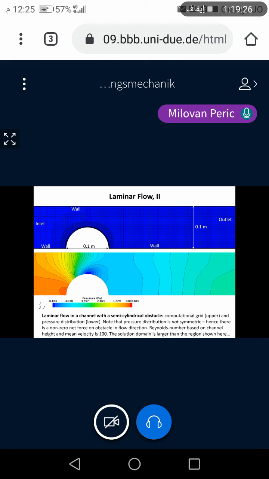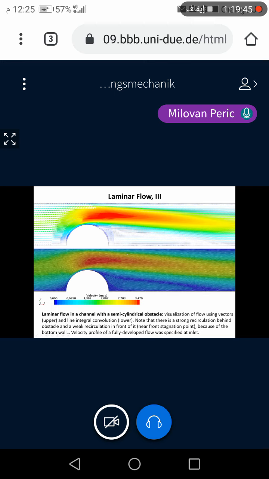pressure decreases. And we see also at the top wall that the minimum pressure is now not above the obstacle, but somewhere further downstream. So maybe half or more than half of the obstacle width further downstream. Now we will look at this pressure and velocity distribution in more detail later.